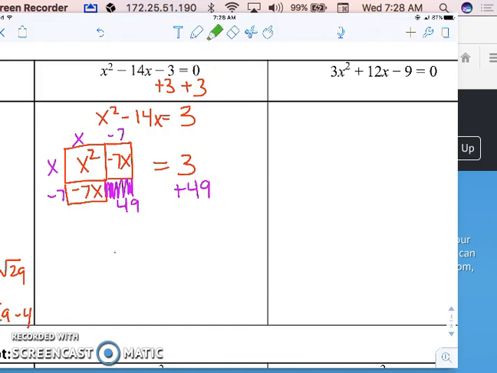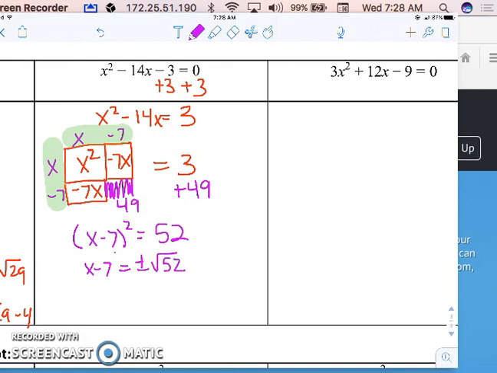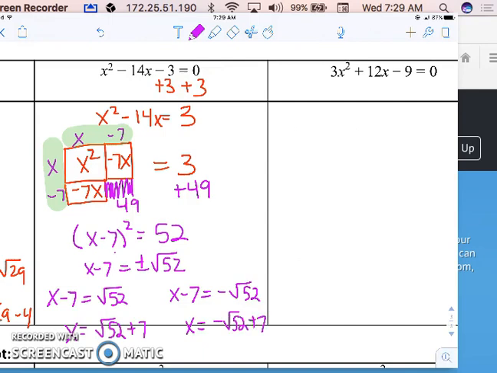So our dimensions again are now the same, so we could rewrite this left side algebraically as x minus 7 squared equals 52. So take the square root, we have plus or minus the square root of 52. And separate that out. So x minus 7 equals positive square root of 52. X minus 7 equals negative square root of 52. And then we add 7. So x equals the square root of 52 plus 7, and x equals negative square root of 52 plus 7.